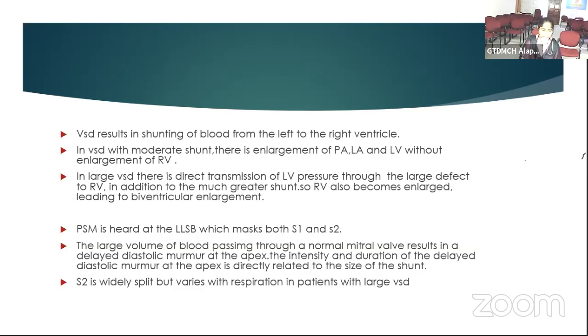In large VSD, there is direct transmission of LV pressure through the large defect to the RV, in addition to the much greater shunt. So the RV also becomes enlarged, leading to biventricular enlargement.